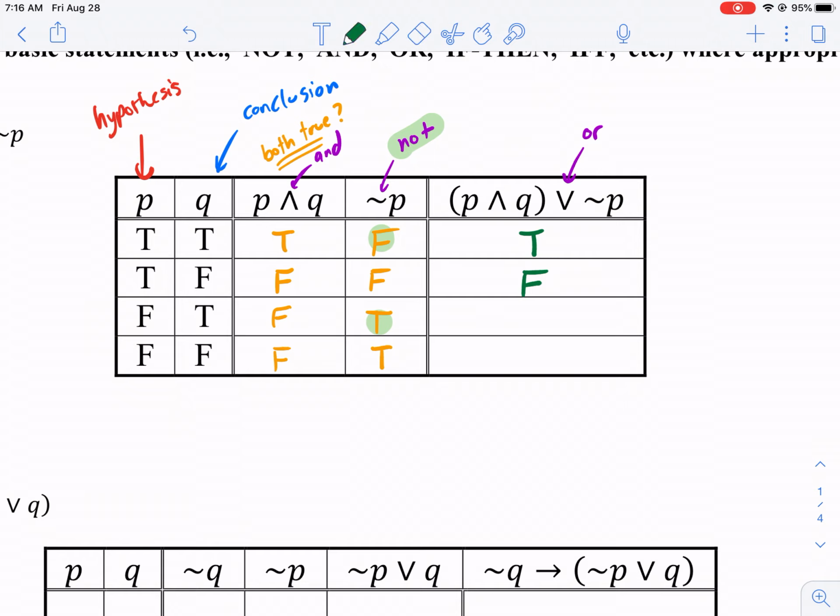Now, next one. P and Q, right now this one's false, okay? Or not P is true. In this case, not P is true. At least one is true, so we can put true here. True there, okay?